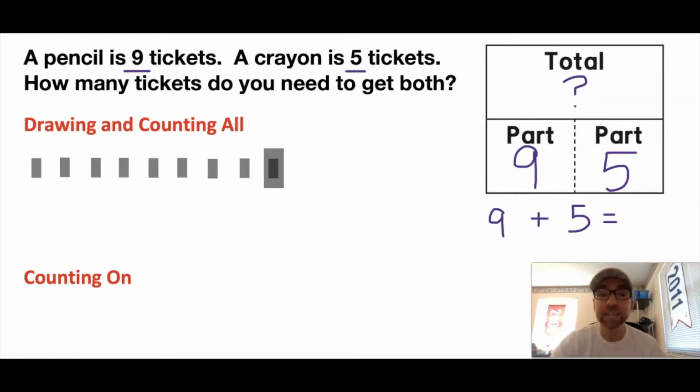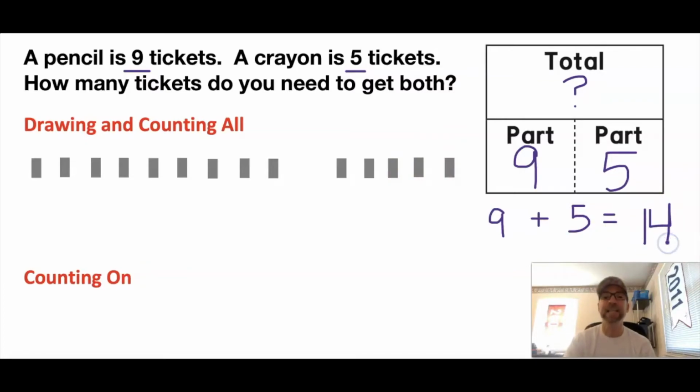The crayon is 5 tickets. How many do we have in all? So now we have to count up how many we have for our total. 1, 2, 3, 4, 5, 6, 7, 8, 9, 10, 11, 12, 13, 14. We have 14 tickets that we will need.